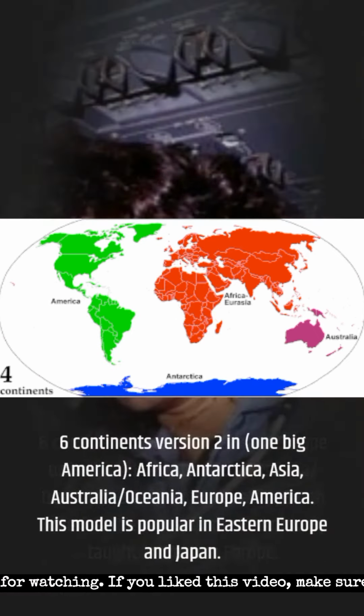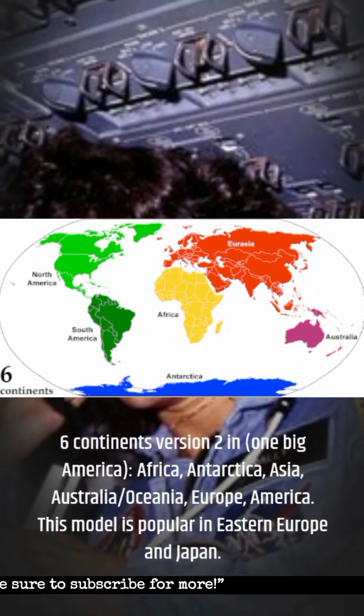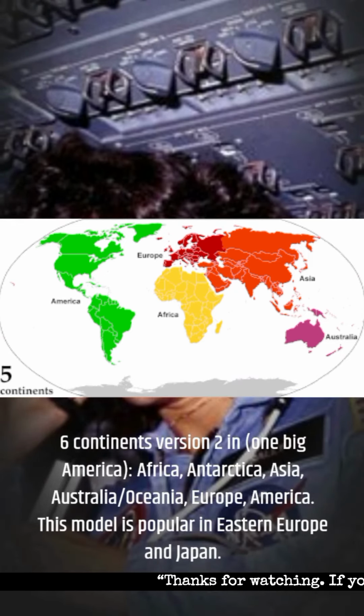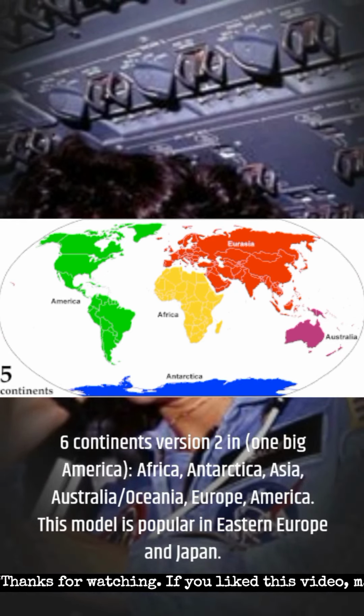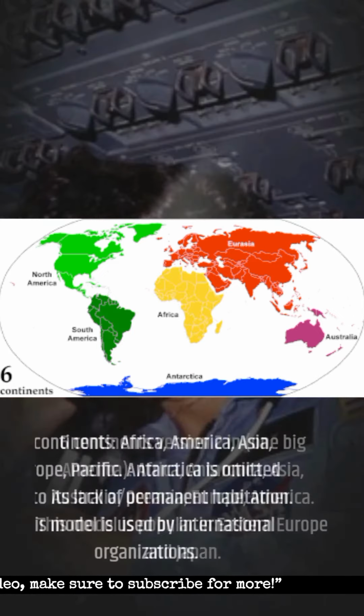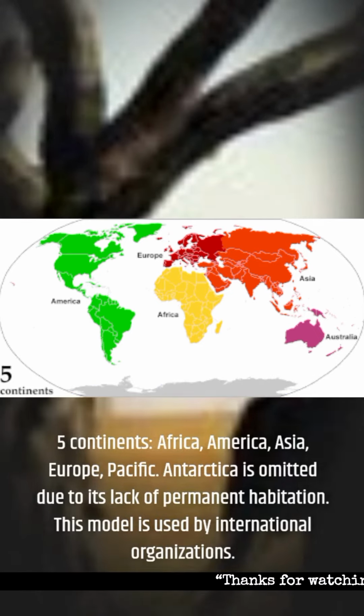6 continents version 2: the Americas in 1 big America, Africa, Antarctica, Asia, Australia, Oceania, Europe, America. This model is popular in Eastern Europe and Japan. 5 continents: Africa, America, Asia, Europe, Pacific.